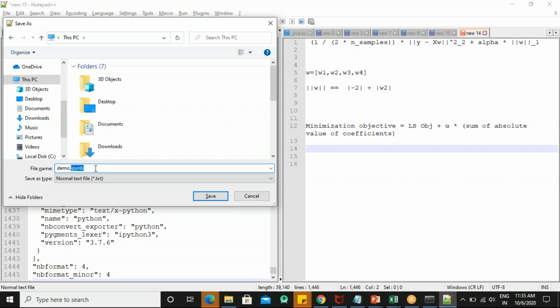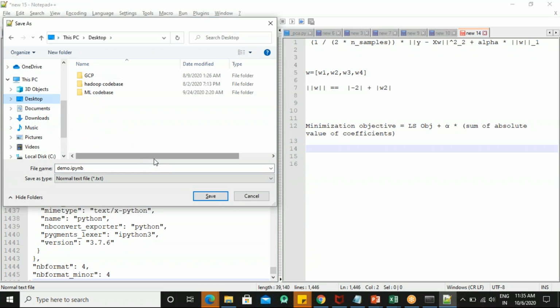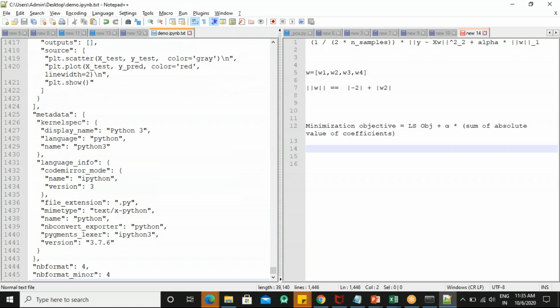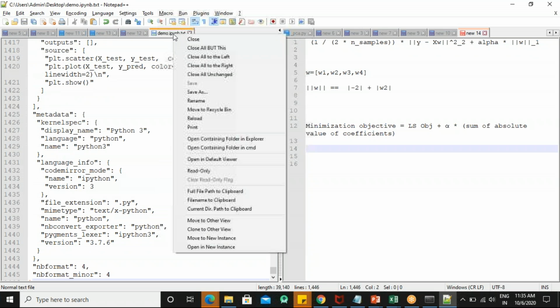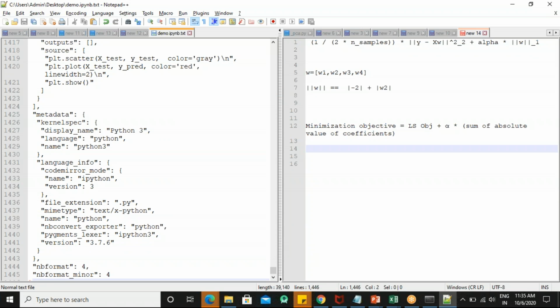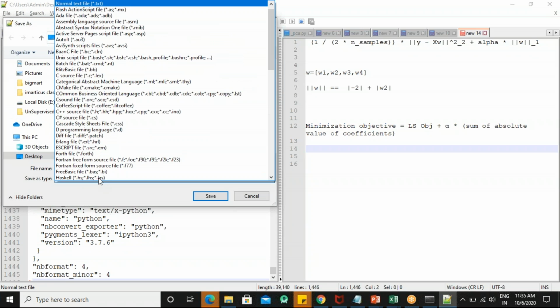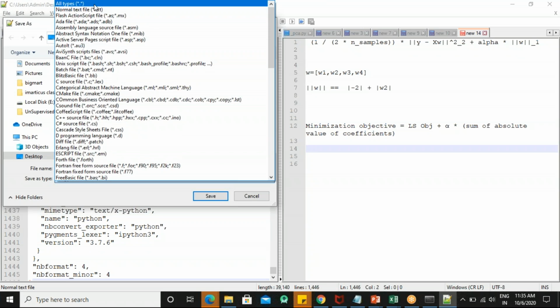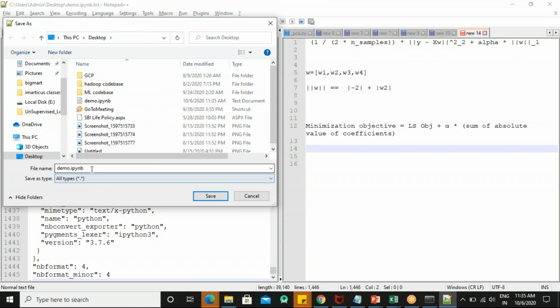The name should be .ipynb, Interactive Python notebook. Let me save it on the desktop. Sorry, it became something else. You have to change this too: make it all types. Otherwise it becomes .ipynb.txt, and that creates a problem. So remove that. Select all types.